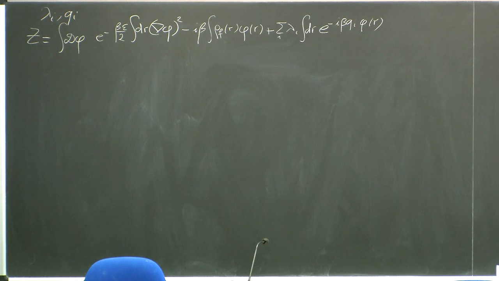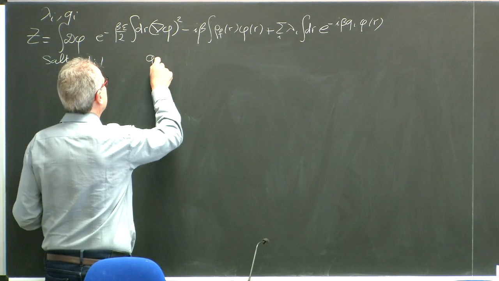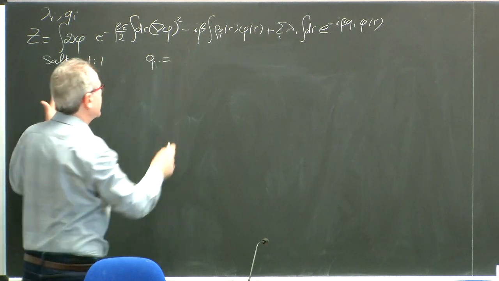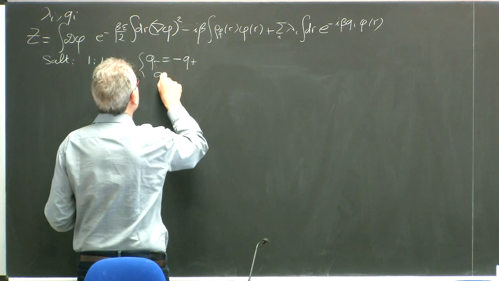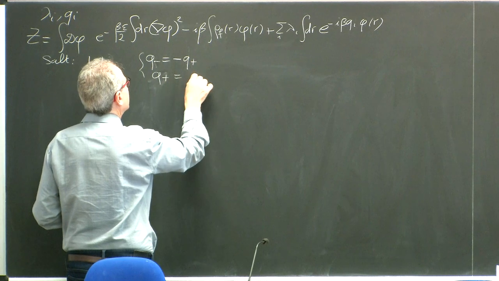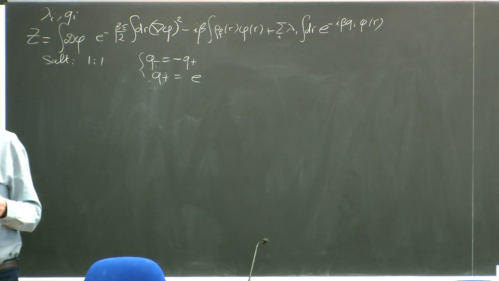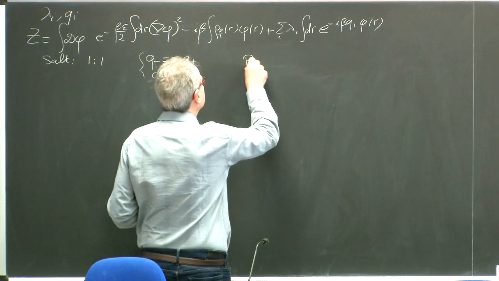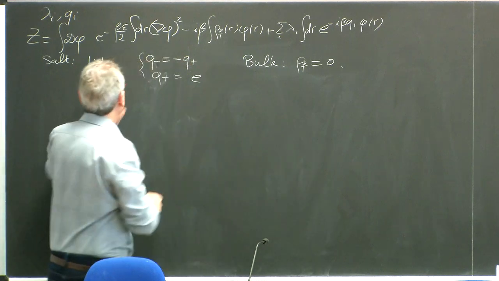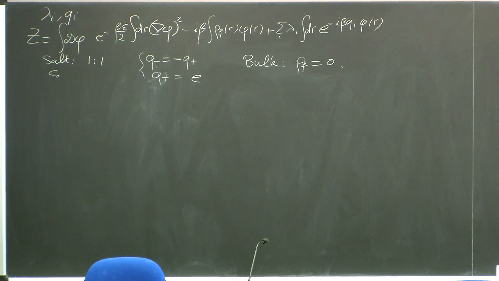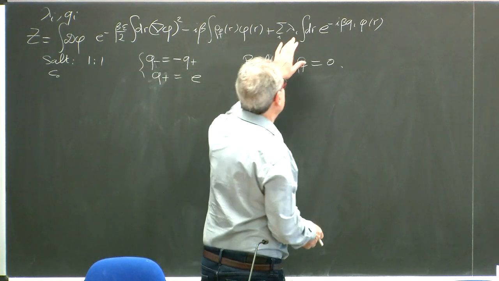So let me specialize, to simplify a little bit the notation, to the case of a 1-1 salt, which means that there are two kinds of charges, Q minus and Q plus. So Q minus is minus Q plus, and Q plus equals E, one electronic charge, to simplify. And to simplify also, I will study a bulk solution, so it's a salt in bulk. So rho F equals E. Of course, the concentration C0 of the salt is a neutral object, so the concentration of the plus and the minus charges is the same. So it's the same lambda for both.